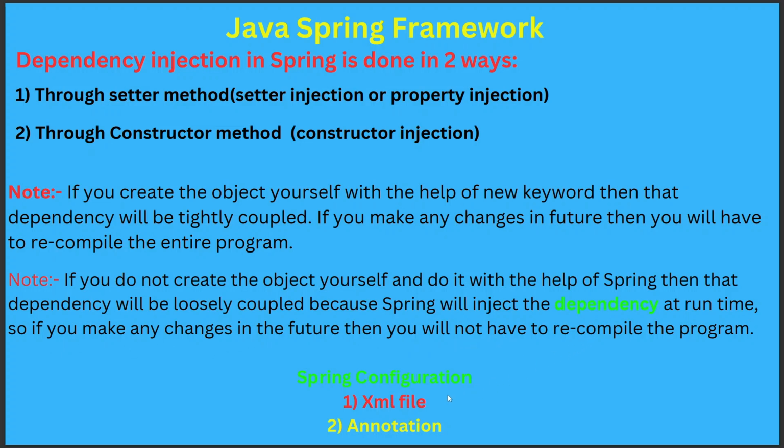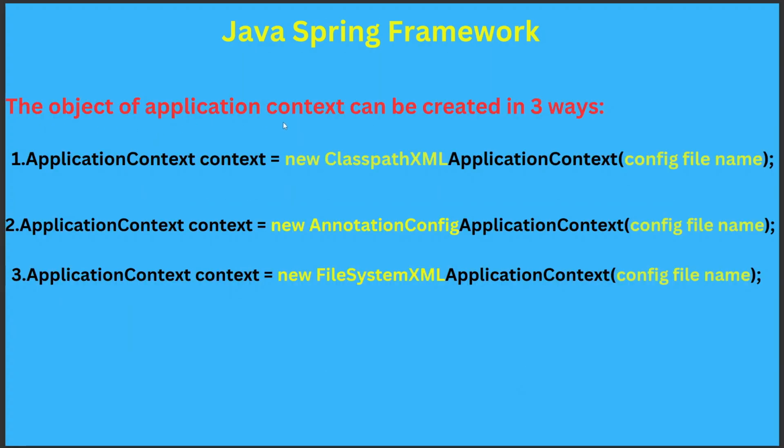Here, for dependency, I will put the XML dependency. An object of ApplicationContext can be created in three ways. One is new ClassPathXmlApplicationContext, AnnotationConfigApplicationContext, and FileSystemXmlApplicationContext. In this video, I will tell you only ClassPathXml. Now I am going to open my Eclipse IDE. Then I will elaborate one by one as I mentioned earlier. Now I am going to open my Eclipse IDE and I will make this Spring Framework program.